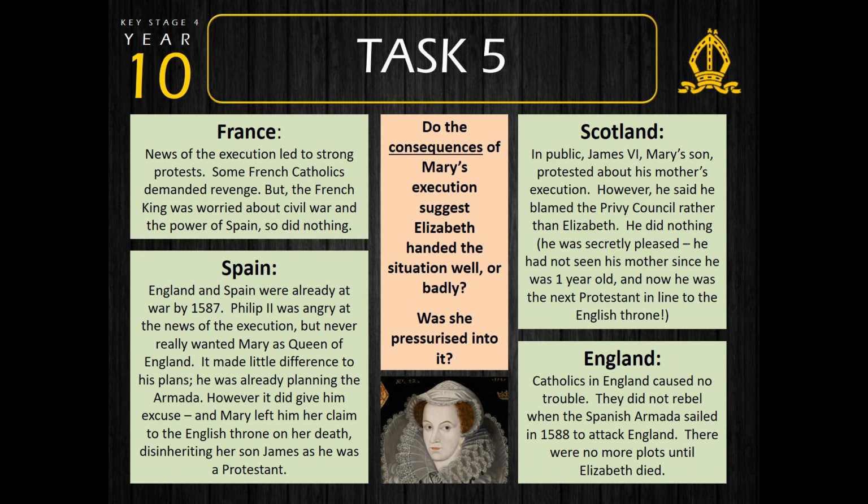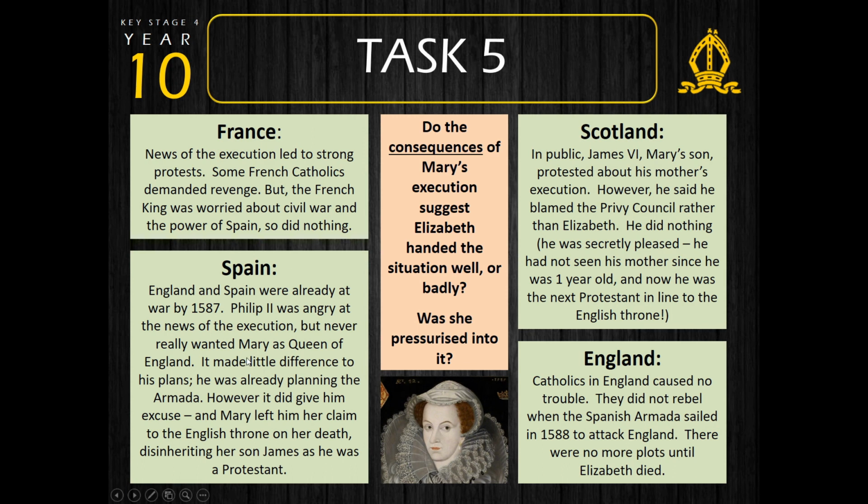And of course, in his mind, it works quite well for him actually, because he became king when he was 1 year old. He hadn't seen his mum since he was born, pretty much. It's not like he knows her at all really, so he's not that emotionally connected. And now with his mum out of the way, who's next in line to the throne of England? Because Elizabeth hasn't got any kids, it's him. So actually this is a good thing for him, even though obviously his mum's died.